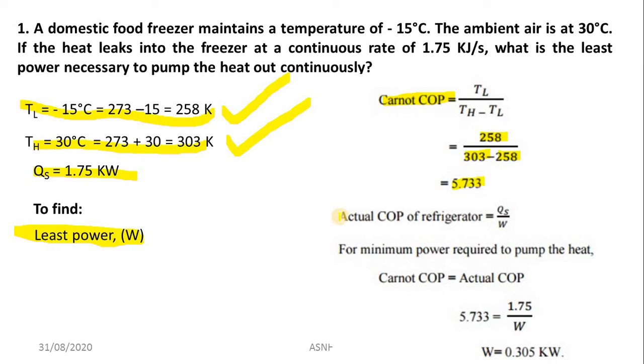In order to calculate the actual COP, the formula is that the actual COP is nothing but the refrigerating effect upon the work input to that device.